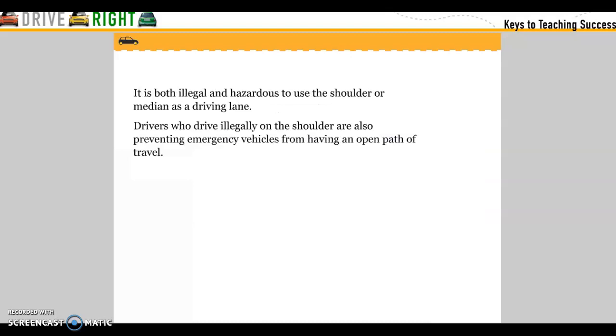It is both illegal and hazardous to use a shoulder or a median as a driving lane. Drivers who drive illegally on the shoulder may prevent emergency vehicles from having any open path of travel.